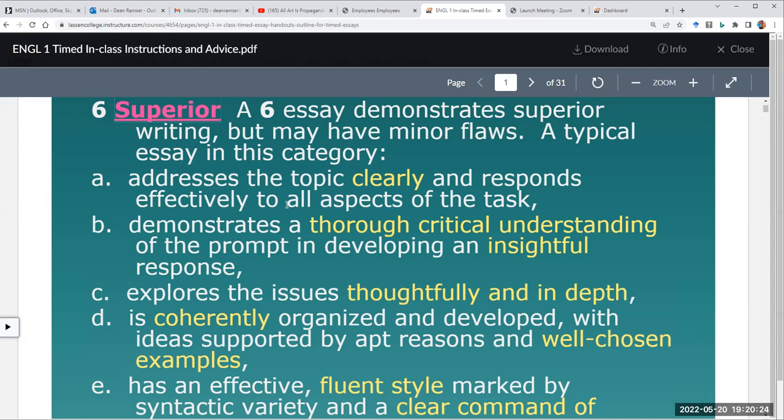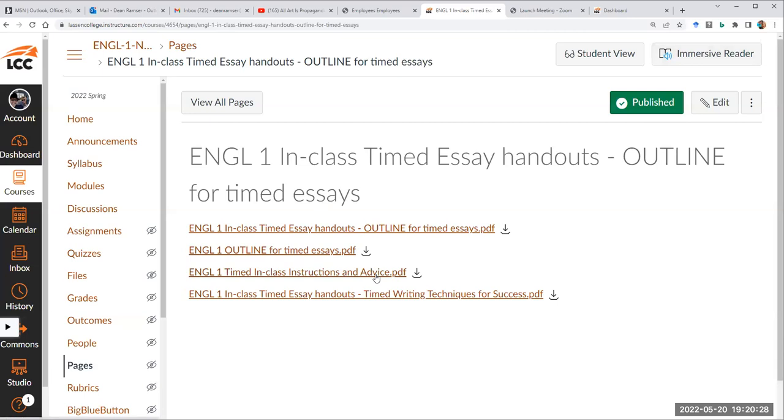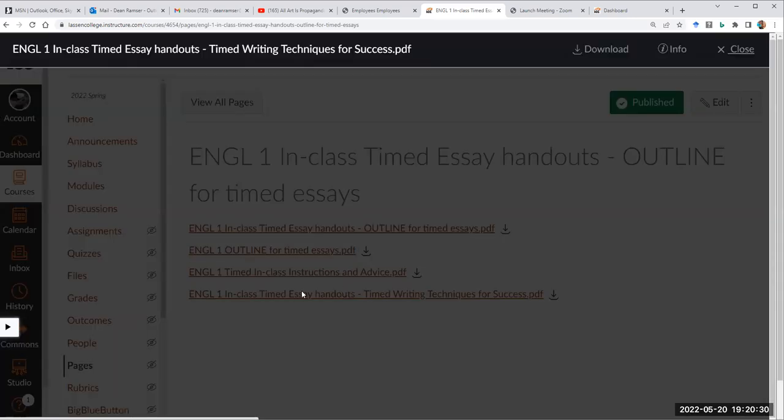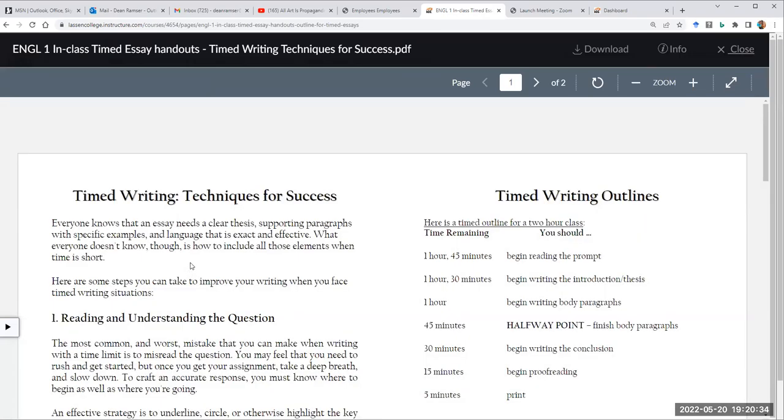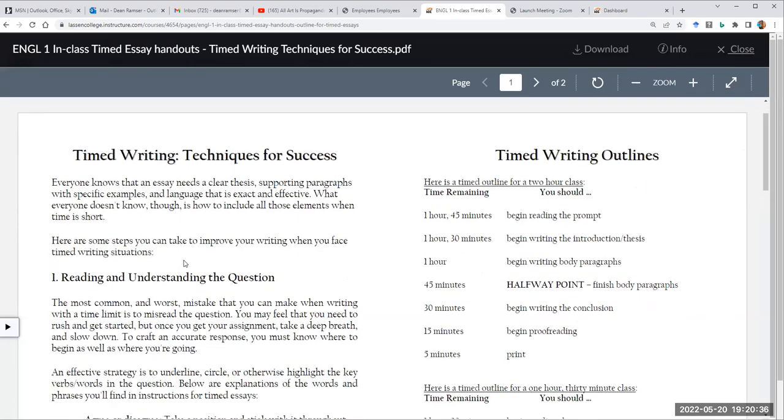So let me go through this one more time. This is one more handout. It could be the same one. Oh, it's a little different. Okay, let's take a look at this one. This is for timed writing techniques for success.